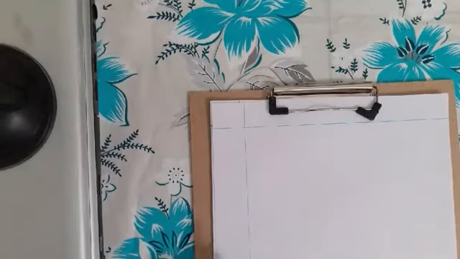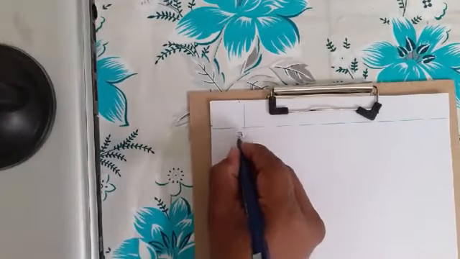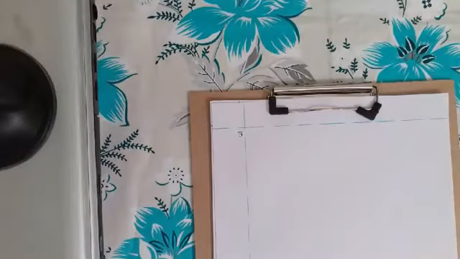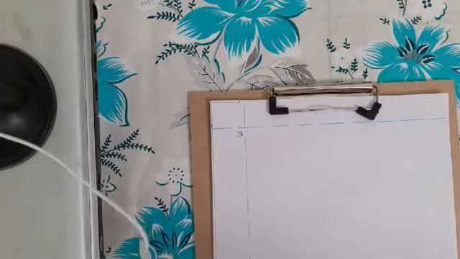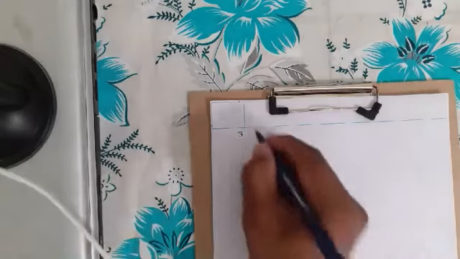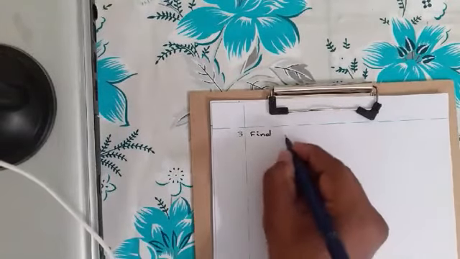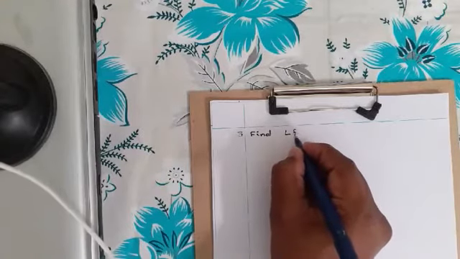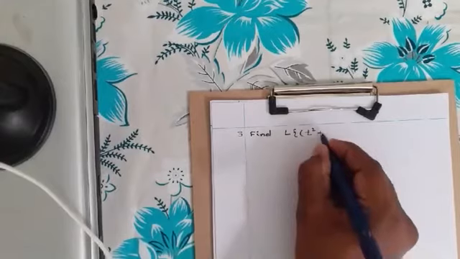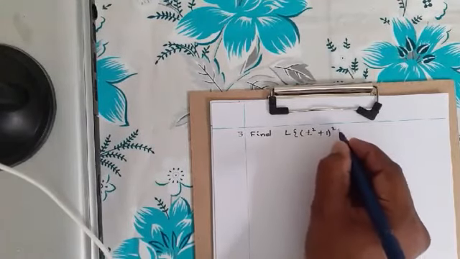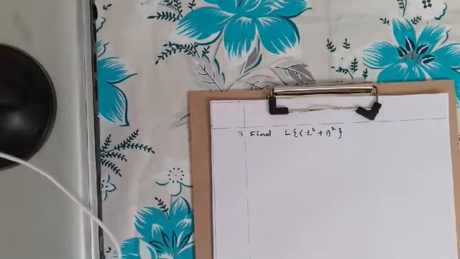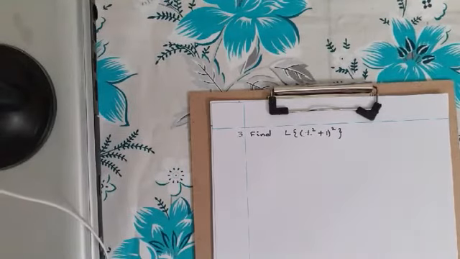Third problem is, let us write the third problem now. Find L of (t square plus 1) whole square. This is the problem given. If a problem is given in this way, then we have to expand this.